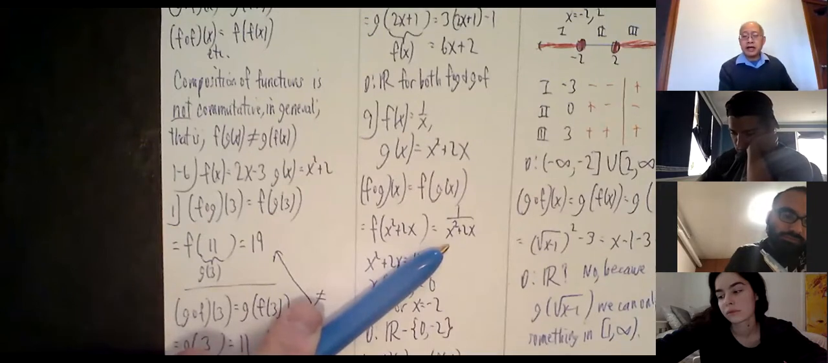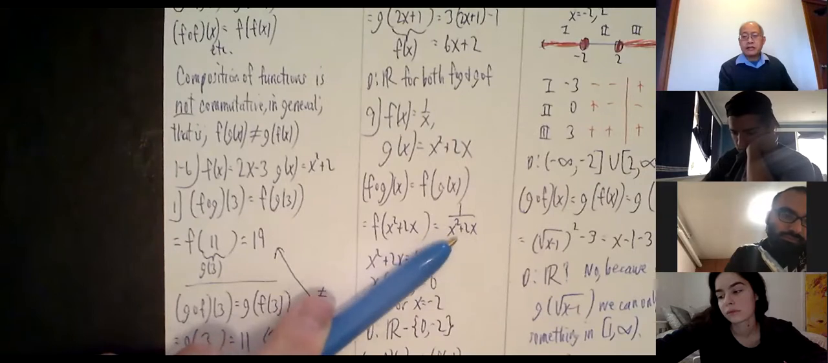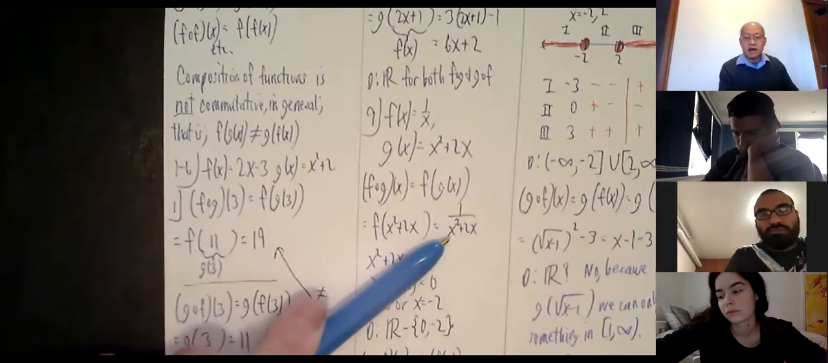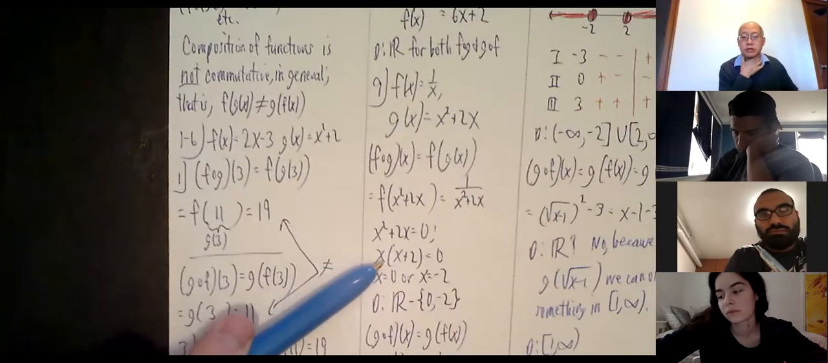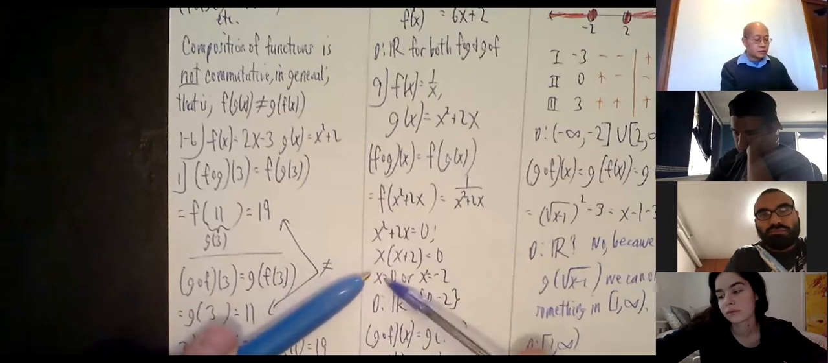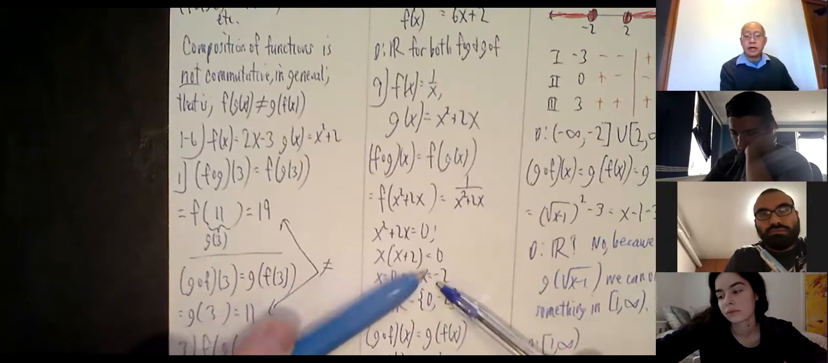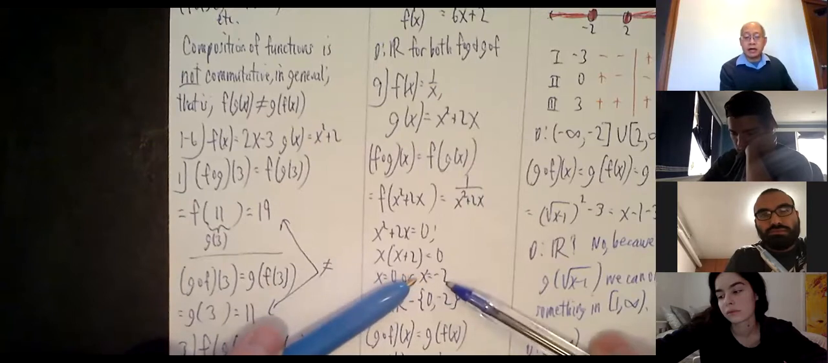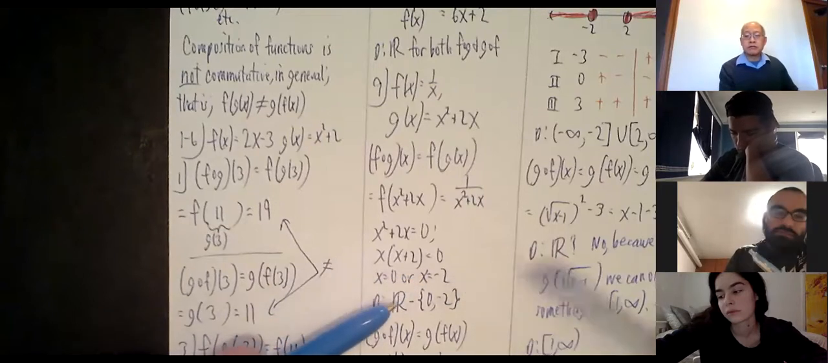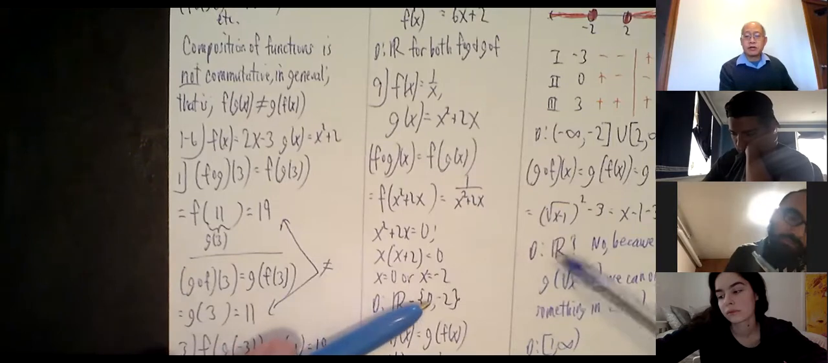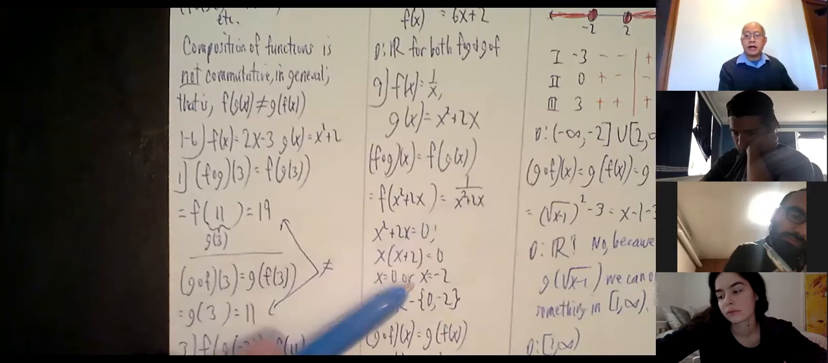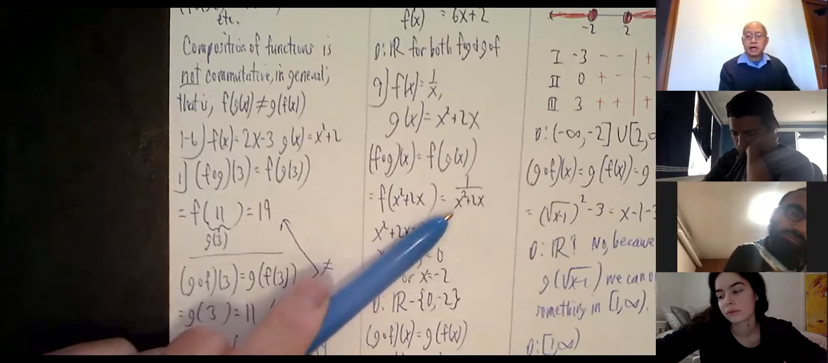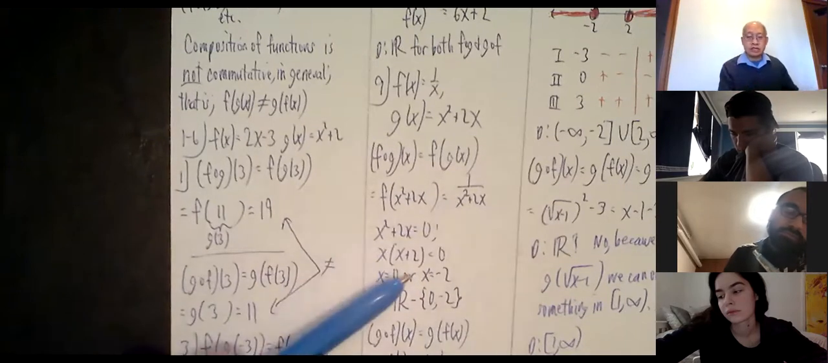So let's talk about domain again. Remember, we're not allowed to divide by 0. So I set the denominator equal to 0, a little bit of algebra. Factor out an x. x times x plus 2 equals 0. That gives me x is equal to 0 or x is equal to negative 2. And that's what gets thrown out of my domain. So the domain is all real numbers minus the set consisting of 0 and negative 2. Because if I plug in 0, I get 0 in the bottom. Can't do that. If I plug in negative 2, I also get 0 in the bottom. Can't do that. But anything else is fine.